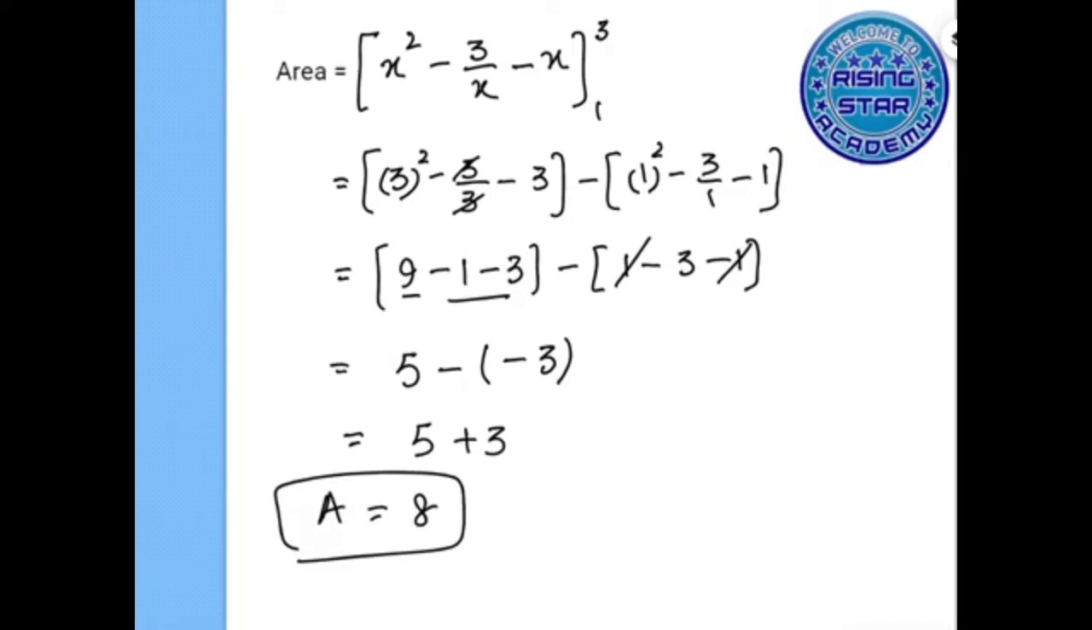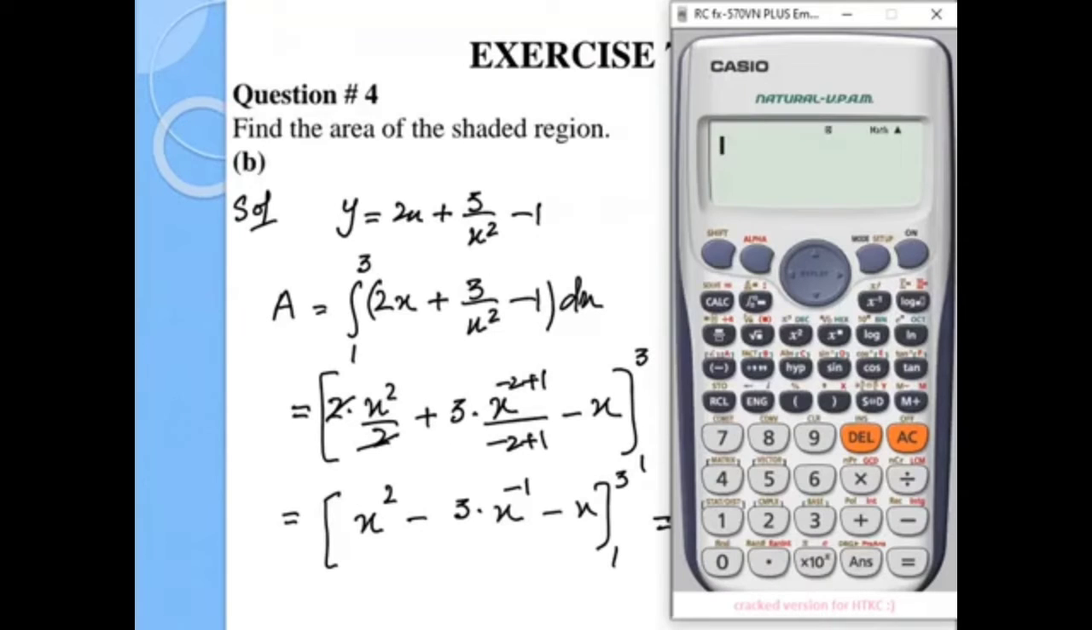Now we will verify by using the calculator. 2 with x plus 3 over x squared minus 1. The lower value is 1, the upper value is 3. The answer is 8 as we got. Move to the next part.